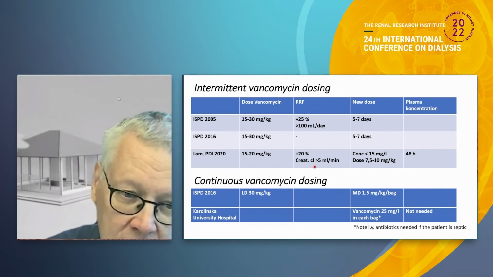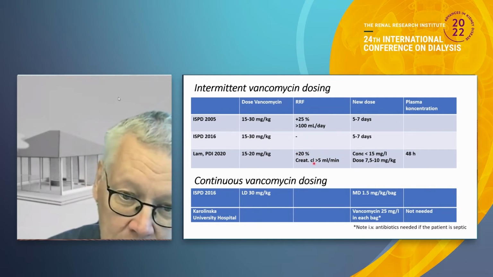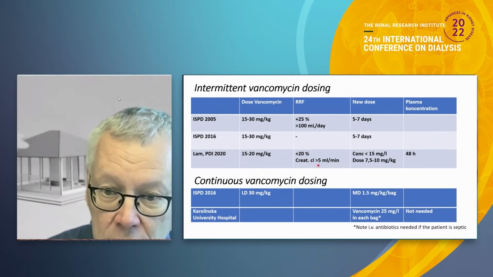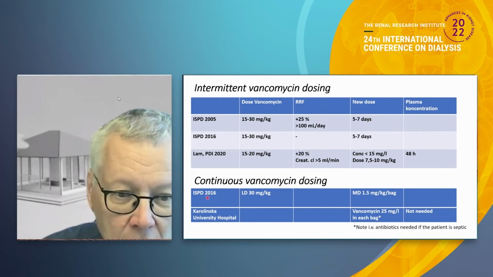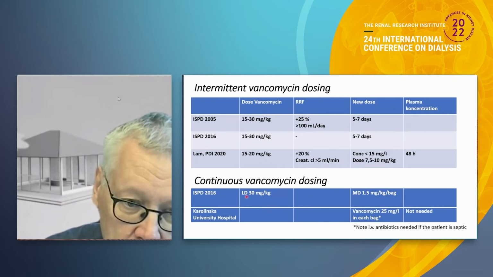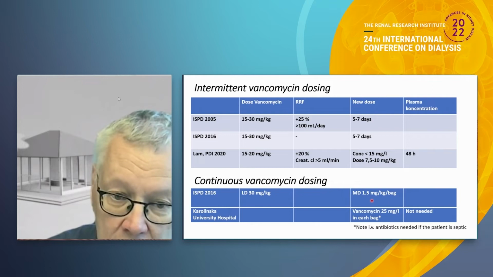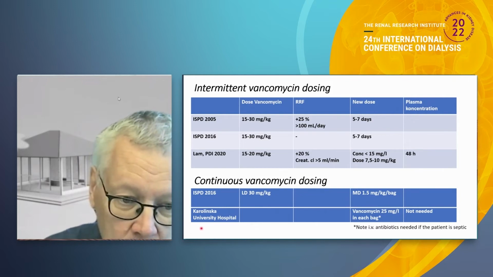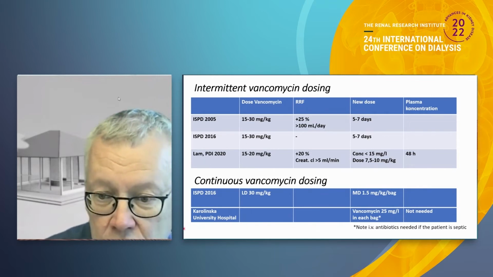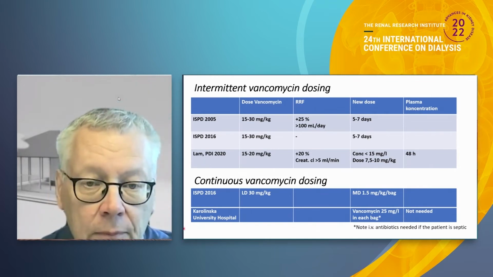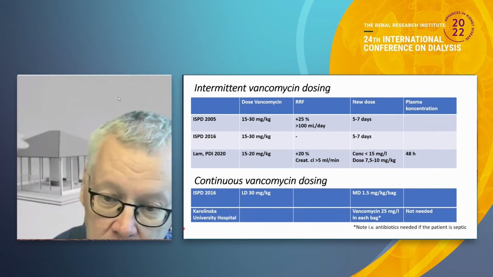They later removed that in a paper from Lam in PDI 2020. They recommended to increase the dose by 20% with significant residual renal function, and then you should repeat the dose after 5 to 7 days. For continuous vancomycin dosing, the ISPD recommends 30 milligrams per kilo as a loading dose, and then a maintenance dose that's much lower in each bag. What we do in our hospital is give 25 milligrams in each bag, and then we don't need to make any plasma concentration measurements, which is a quite convenient and easy way of treating it.